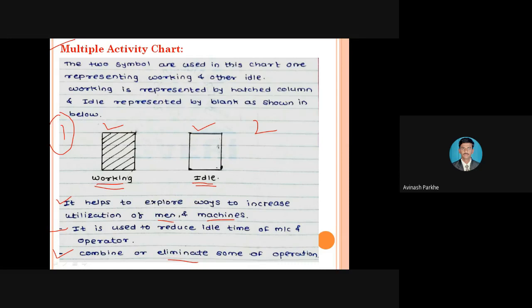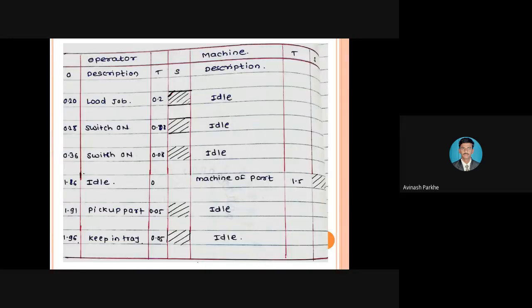Also, this chart is useful to combine the operations. 2-3 operations can be performed by using the same machine. Also, whatever unnecessary operations are there, those unnecessary operations can also be eliminated by using this multiple activity chart. And now, through this concept, here is one example.